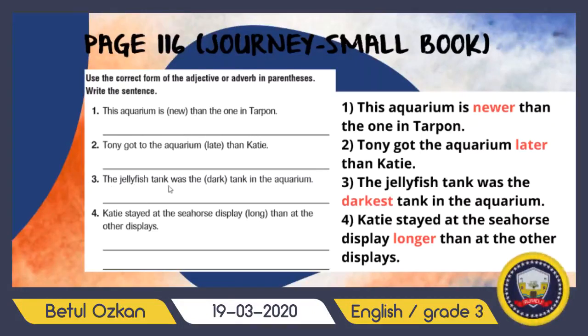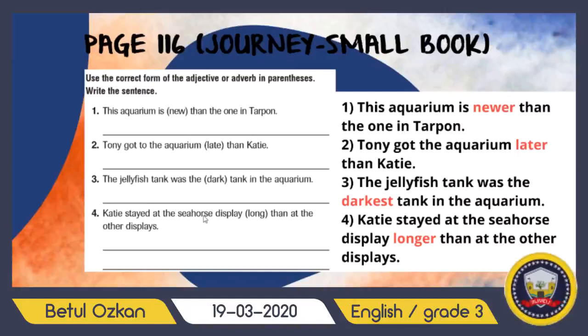If you are ready, let's read the third sentence together. The jellyfish tank was the dark tank in the aquarium. Check my sentence. I cannot see any "than". There is no "than". But I can see "the". So after the, I need to add what? -est. Perfect. And I compare more than two things. I compare the jellyfish tank with the other tanks in the aquarium. So it will be the jellyfish tank was the darkest tank in the aquarium. Good job.